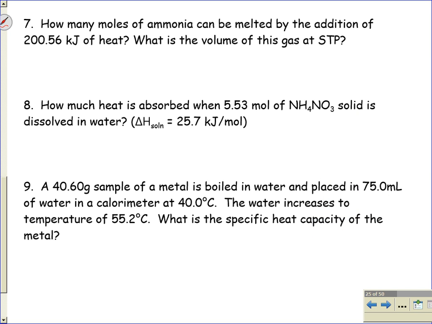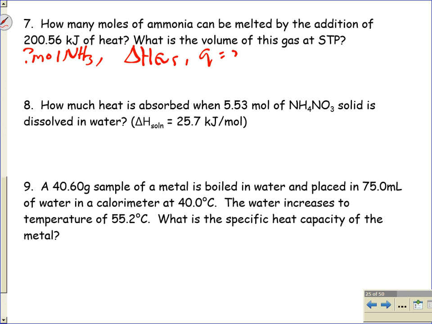All right, so 7, how many moles of ammonia can be melted by the addition of blah, blah, blah heat? Okay, so we're talking about melting. So when I first read this, I'm writing moles of ammonia, and it says melted. So what do you think of when you hear melting? Delta H fusion, right? So there's little keywords that are supposed to serve as triggers. I hear melting, I think of fusion. I think of delta H fusion. I think of phase change. So you're thinking of the phase change equation.